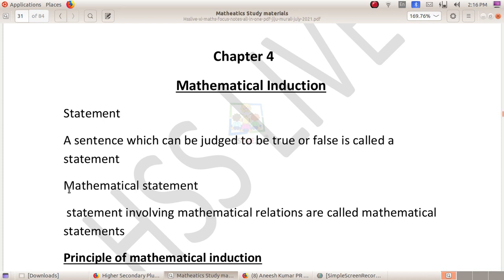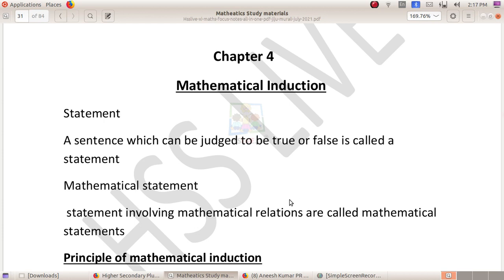Okay. Then what about a mathematical statement? A mathematical statement is a statement like this with mathematical words or mathematical approaches. Statements involving mathematical relations are called mathematical statements.